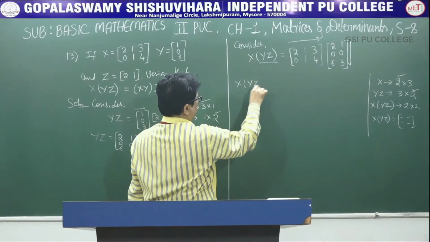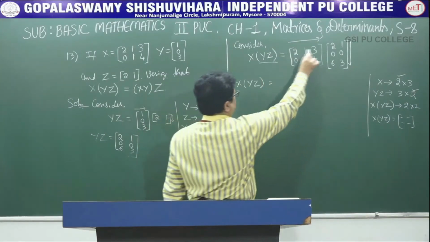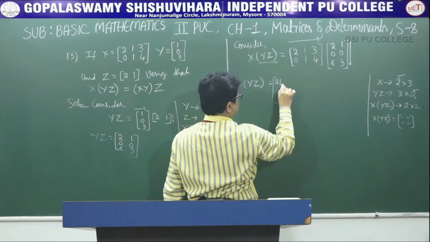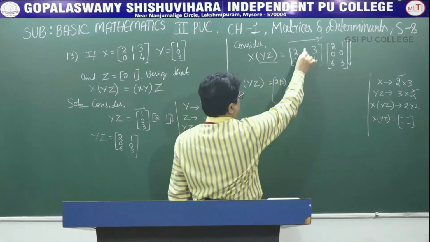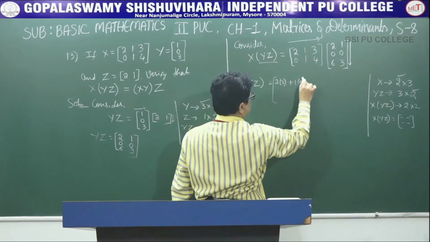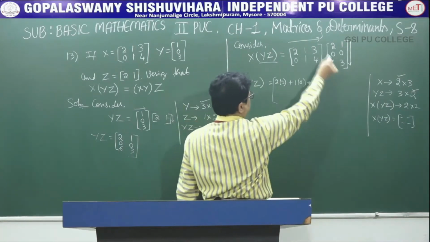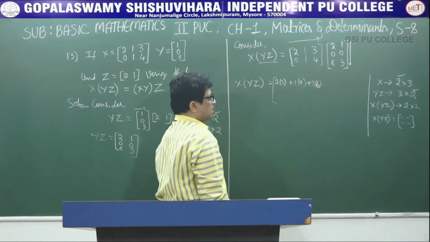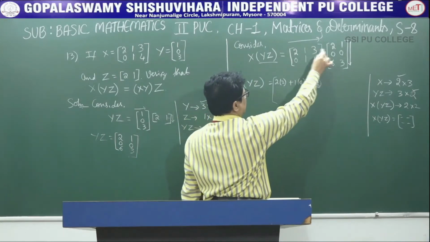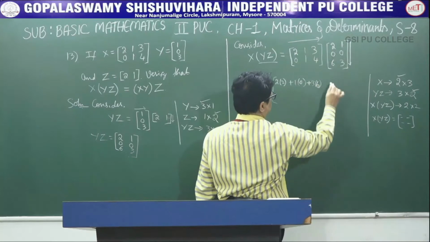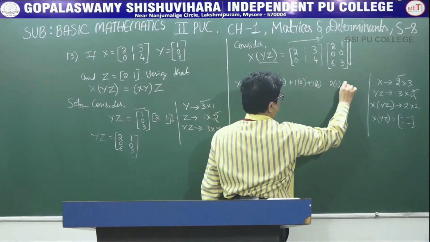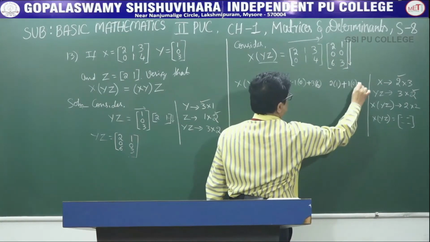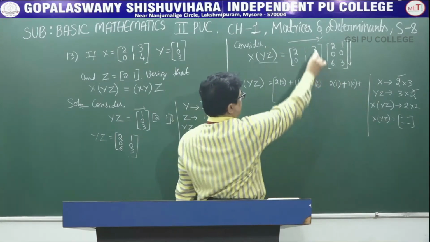So X into YZ will be equal to, first row into first column, that is 2 into 2 plus 1 into 0 plus 3 into 6. Next element is first row into second column, 2 into 1 plus 1 into 0 plus 3 into 3.